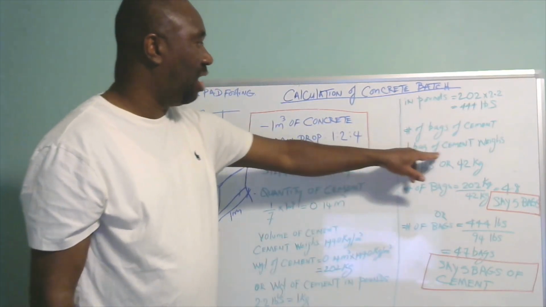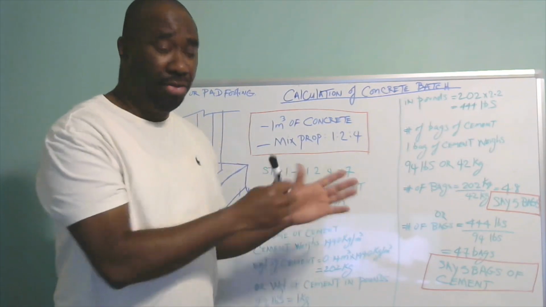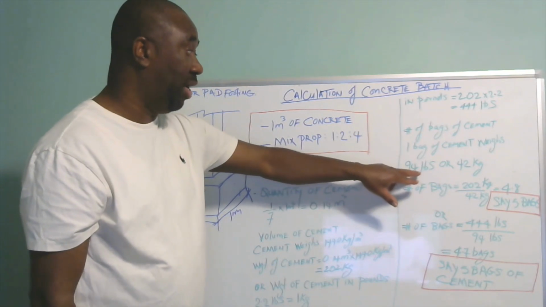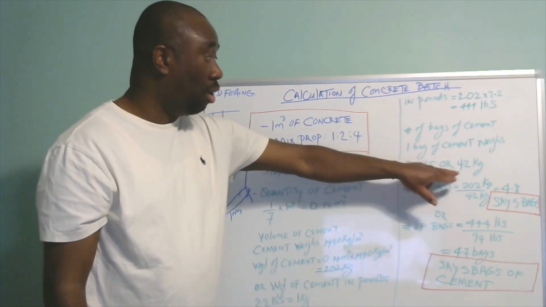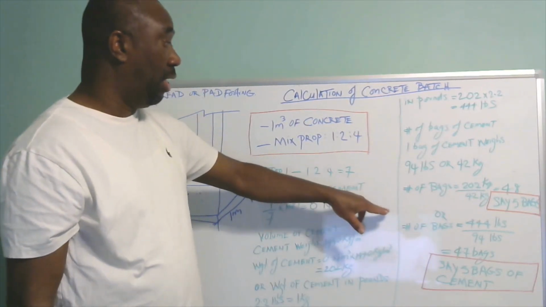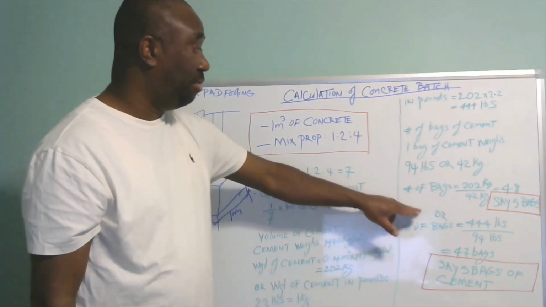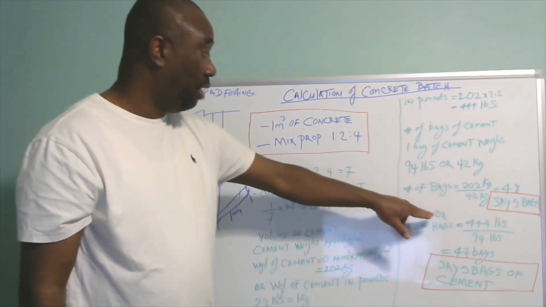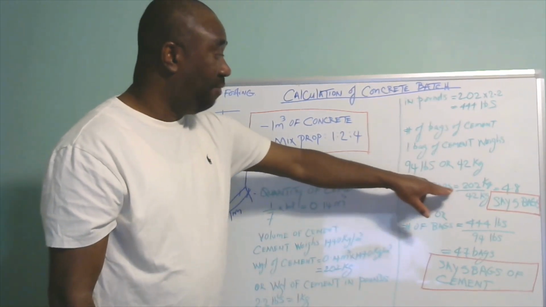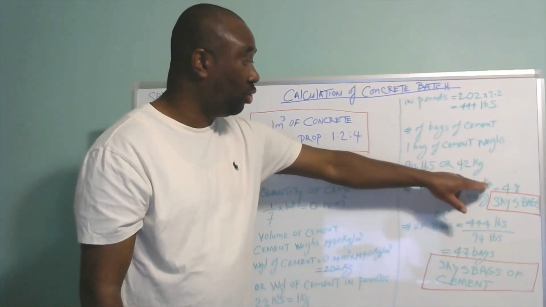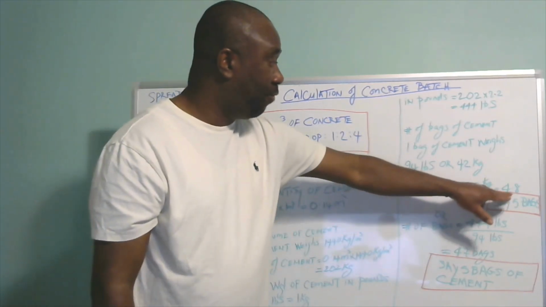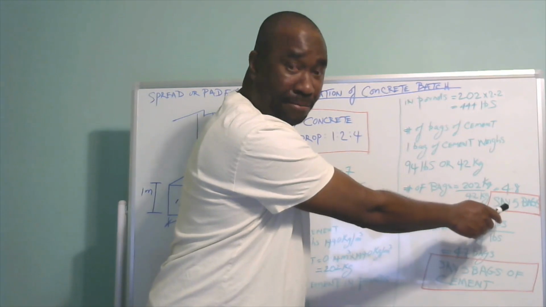So 1 bag of cement, as I remember back in those days, I don't know if it has changed, but I know that a bag of cement weighs 94 pounds or 42 kilograms. So we're going to first find out the number of bags of cement in kilograms. The number of bags of cement is 202 kilograms divided by 42 kilograms, and we get 4.8, and we round that up to 5 bags of cement.